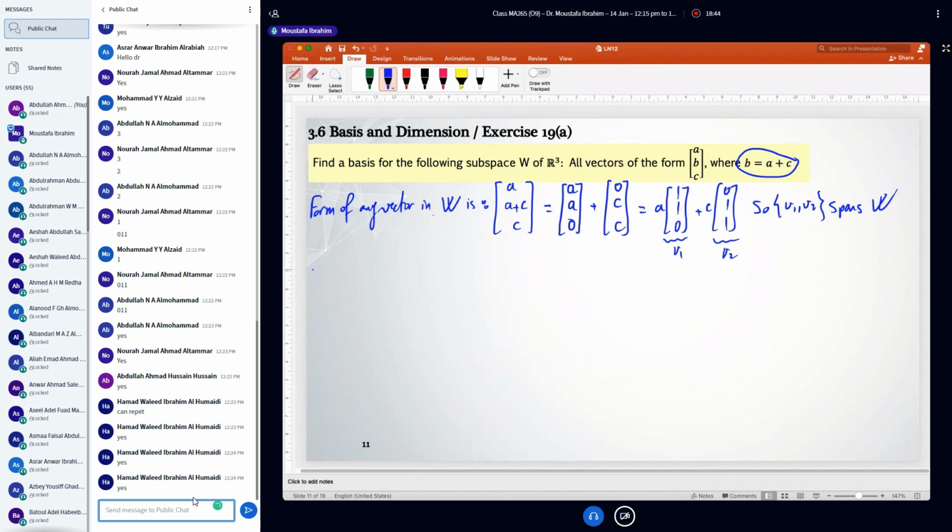Okay. Now let's check if it's linearly independent.